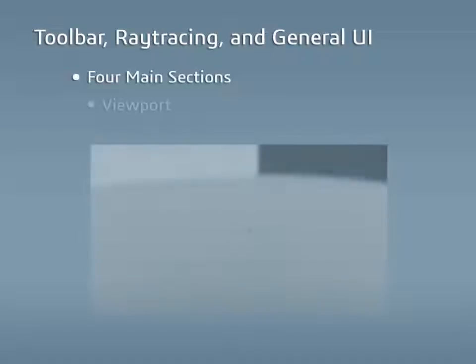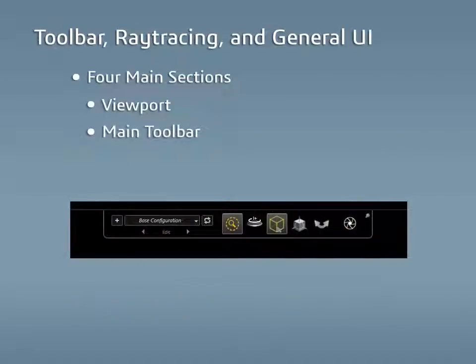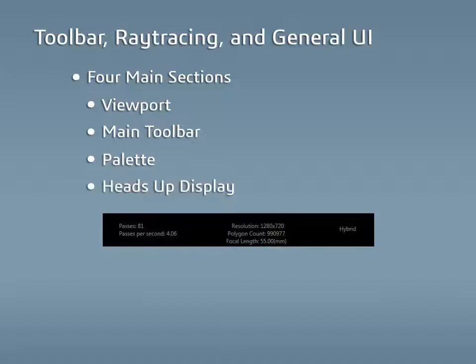Part of mastering Visualize is being comfortable with the interface, knowing where to find tools when you need them, and knowing what options are available to you. In Visualize, there are four main sections of the interface: the Viewport, which is the main working area, the main toolbar, where the most frequently used tools are, the Palette, where all the settings for the project are stored and modified, and the heads-up display, which provides quick access to information.